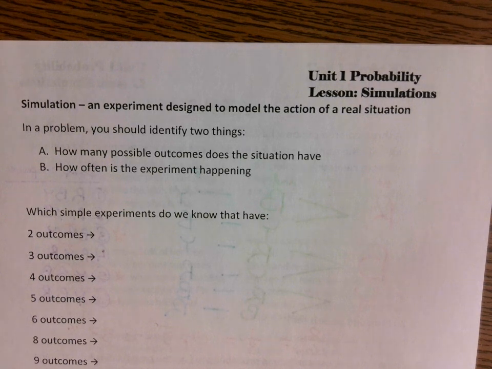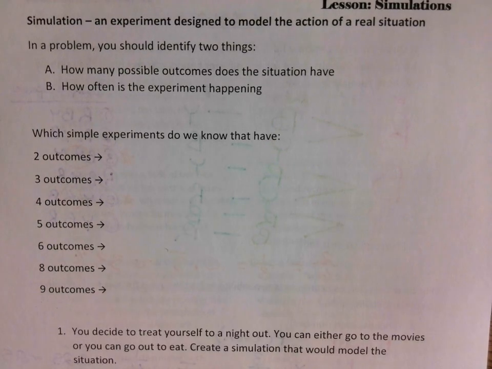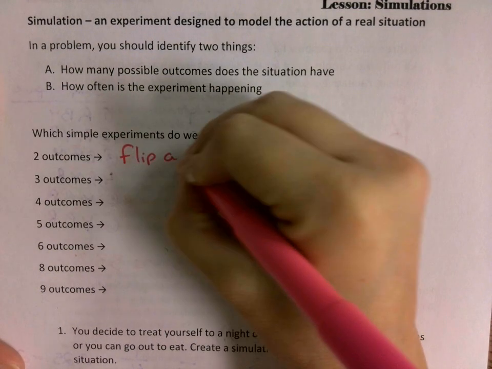Okay, so you want to know how many possible outcomes there are in this situation, and then how often the situation is occurring. Before we do that, the first thing we want to identify is what kind of simple experiments do we know that have these following outcomes? So 2 outcomes. What experiment do we know that has 2 outcomes in probability, Veronica? Flipping a coin. Go ahead and write that down. A coin has 2 possible outcomes.